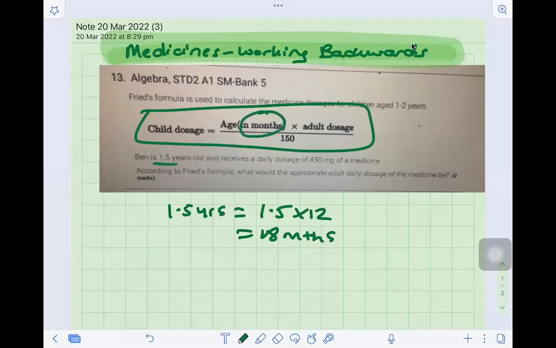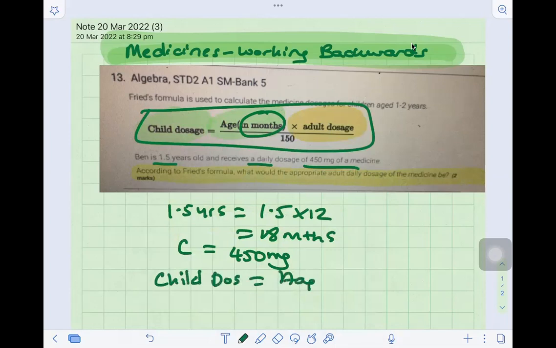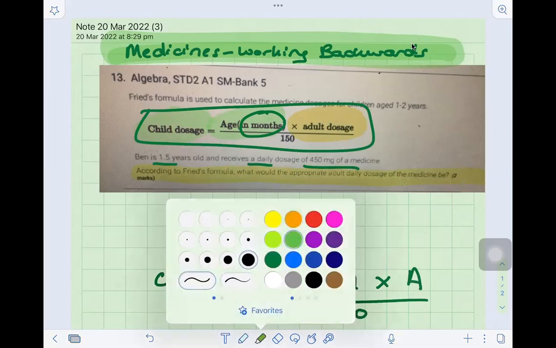The child dose is 450 milligrams. That's on that side of the formula over here. And we have the months. And the thing that we're actually after, according to Fried's formula, is the adult dose, which is on the right hand side. So we have the child's dose equals the age, in months, times the adult dose over 150. So you just got to substitute this stuff in.